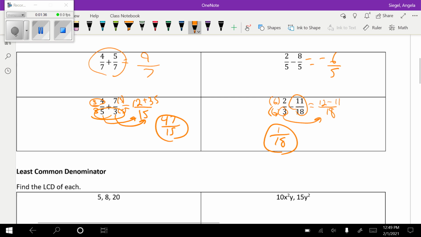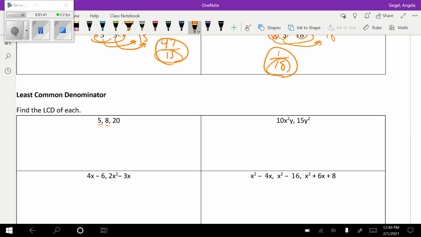So remember, the LCD of this was 15, the LCD of this was 18. So let's look at this. So the least common denominator, if we had these 3 fractions in a denominator, what is something that all 3 of these will go into? And we want the smallest number that all 3 of these will go into. So I always start with the biggest number and see, will 5 go into 20? Yes, but 8 won't go into 20. So then I'll take 20 times 2, which is 40. Does 5 go into 40? Yes. Does 8 go into 40? Yes. So then 40 would be our LCD.